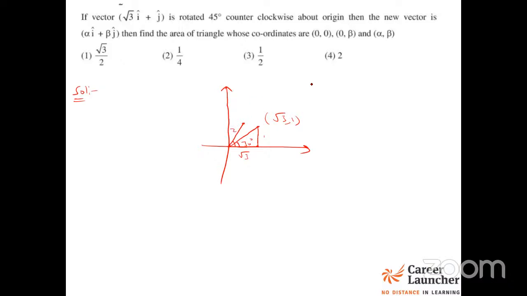So for these coordinates, alpha, the x coordinate, will become 2 cos 75, and beta will become 2 sin 75. Right?